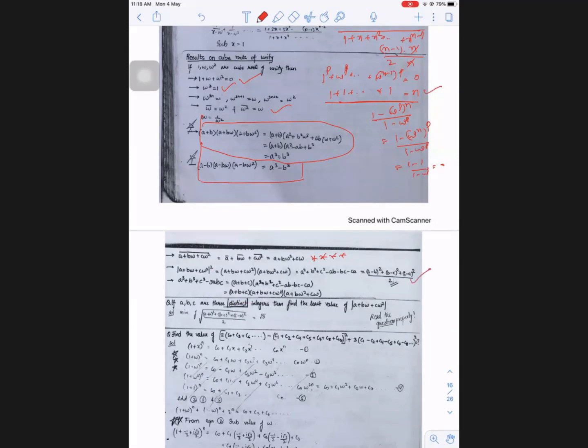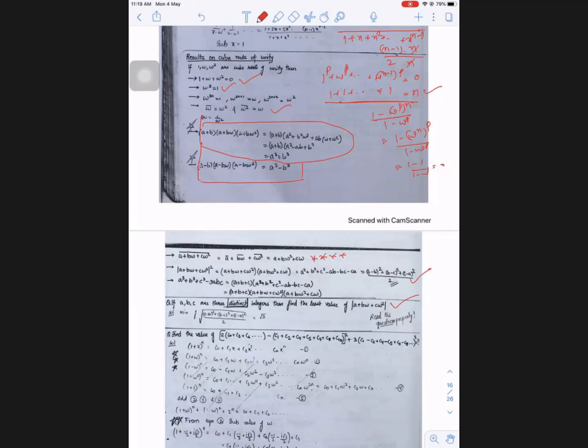So based on this, mod a plus b omega plus c omega square, whole square, is mod z square, which is same as z into z bar. If you apply that, you'll get a minus b whole square plus b minus c whole square plus c minus a whole square, by 2. So the mod square equals this result. This is the question: a, b, c are three distinct integers, then find the least value of this. So by using this property, you can solve it.